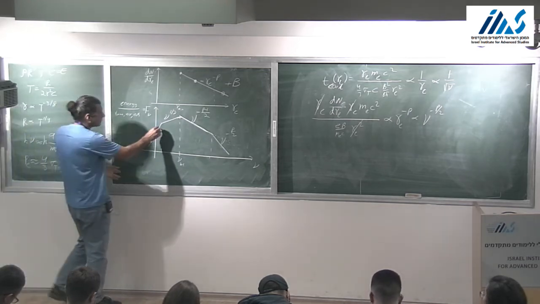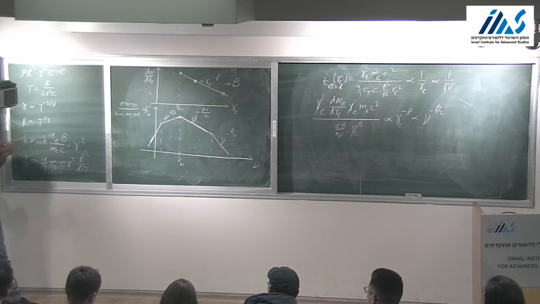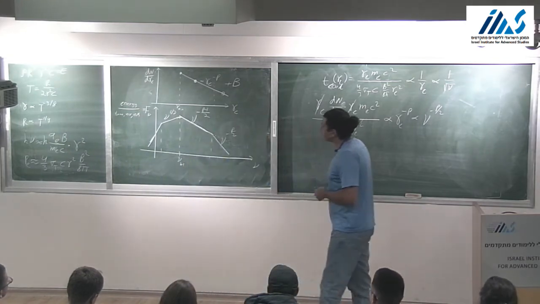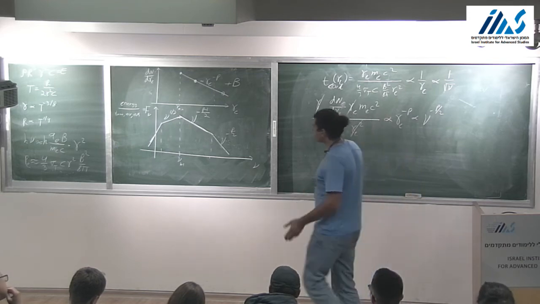Okay, and at even lower frequencies, the synchrotron emission is so efficient that it also absorbs the photon that it emits. So this is called self-absorption.